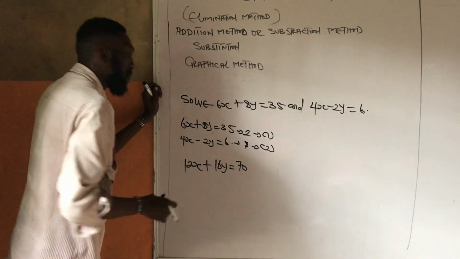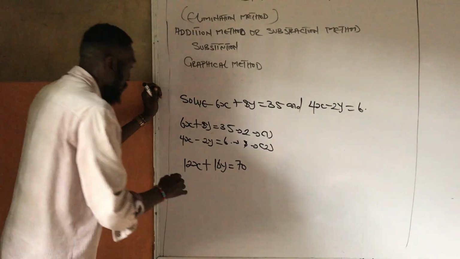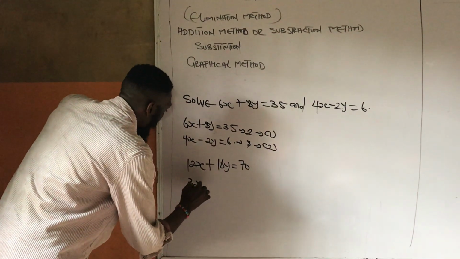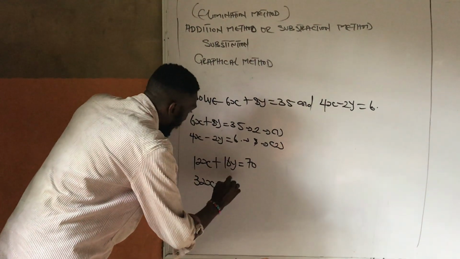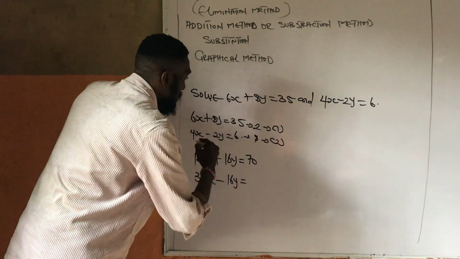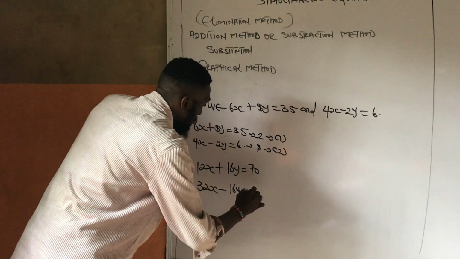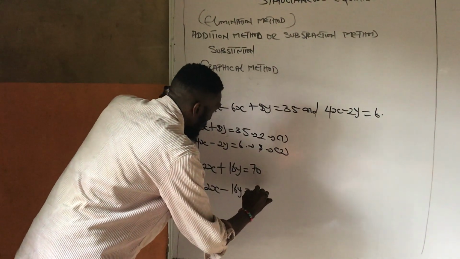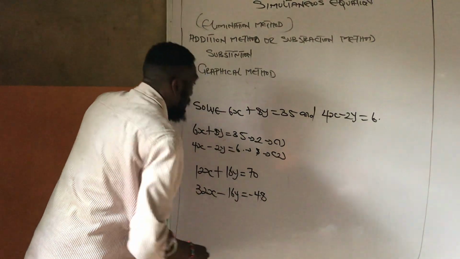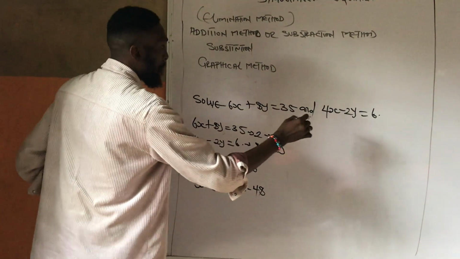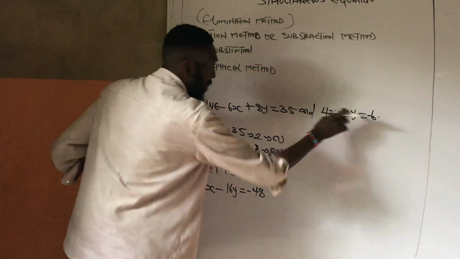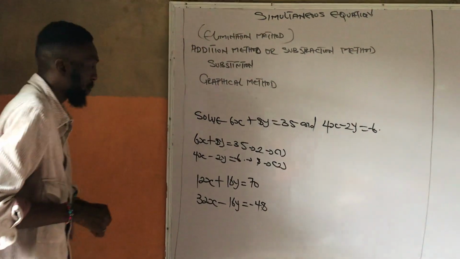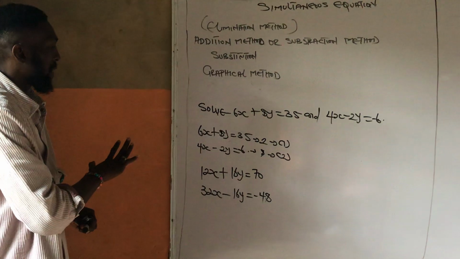Then I'm going to go to the second equation. Use this one to times also everything here, which is 8 times 4, 32x, minus 16y, equals minus 48. Because there's a minus here, I'll put my minus here. There's supposed to be a minus here to make it complete. Minus 48.